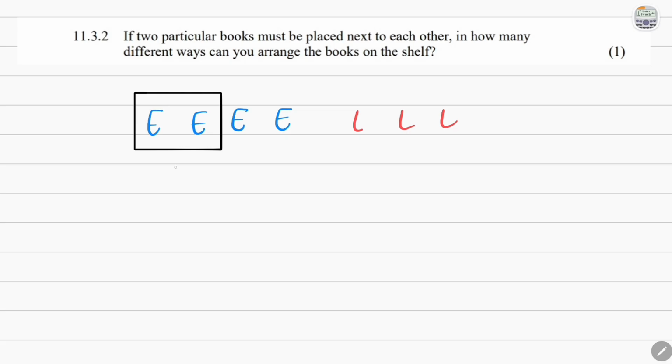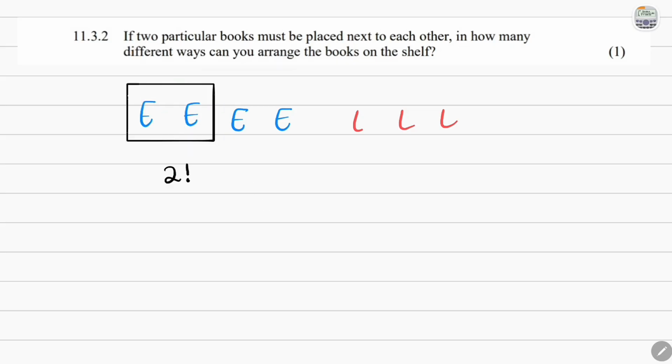Okay, so on its own, it has 2 different ways or options to be placed at. If you like, you can say 2 factorial, which is what we usually do. And then now remember that the books can be placed anywhere. They don't have to be placed here.